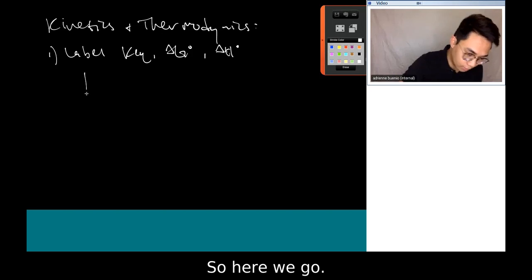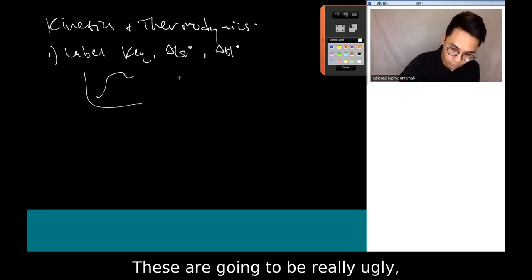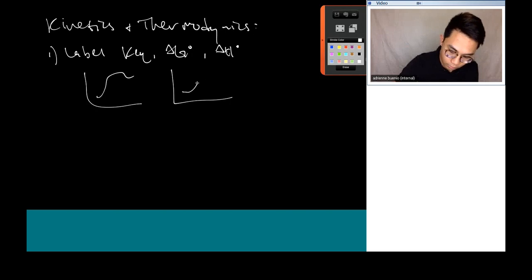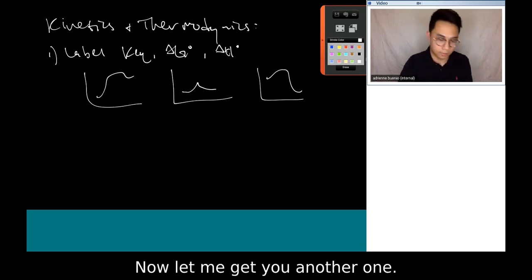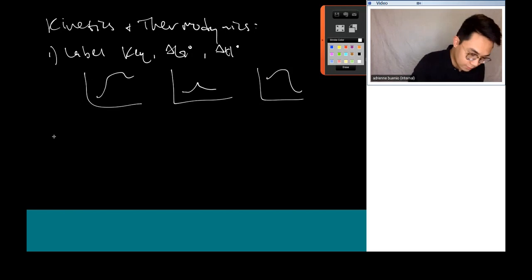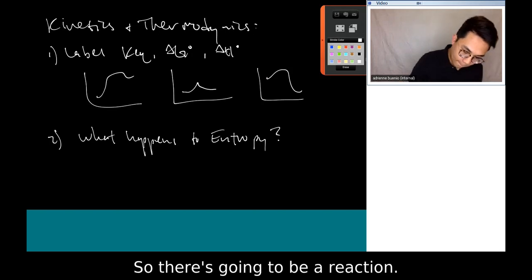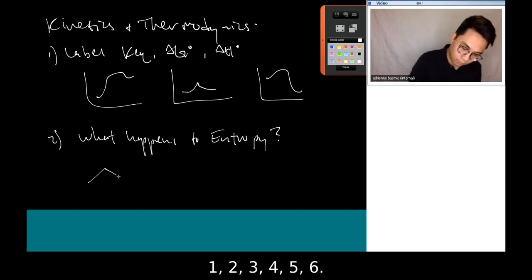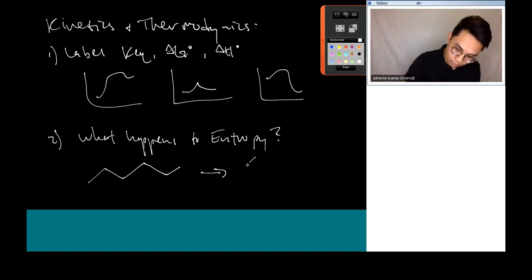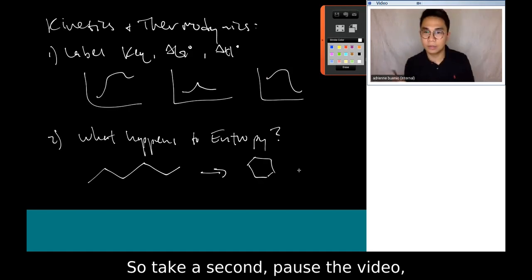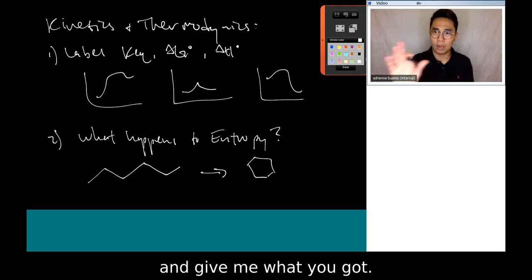So here we go. These are going to be really ugly, but you guys will get the point. Okay, now let me get you another one. What happens to entropy? So there's going to be a reaction. One, two, three, four, five, six. So take a second, pause the video, and give me what you got.